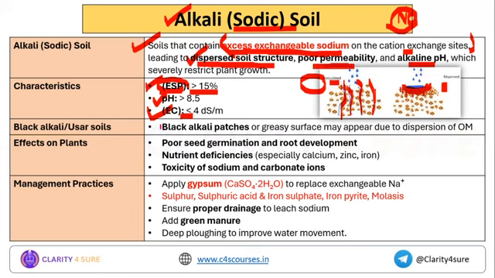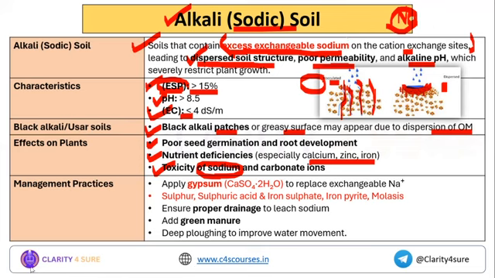And these alkali soils will show black alkali patches, a greasy surface due to dispersion of organic matter. It will lead to poor seed germination and root development, nutrient deficiencies, especially calcium, zinc, iron, and toxicity of sodium and carbonate ions because of the excess exchangeable sodium. Okay, how to manage it?